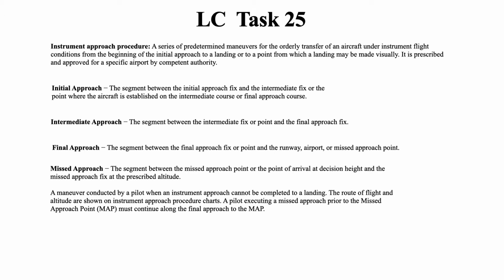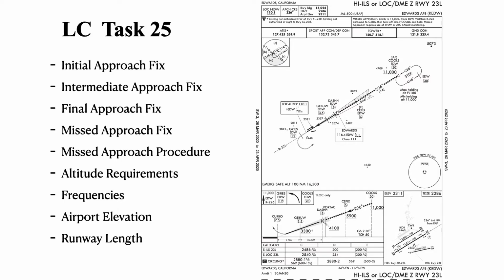The missed approach is a maneuver conducted by a pilot when an instrument approach cannot be completed to a landing. The route of flight and altitude are shown on the instrument approach procedure chart. A pilot executing a missed approach prior to the missed approach point must continue along the final approach until the missed approach point. What that means is if an aircraft decides to execute a missed approach, they can't just turn out however they want. They have to continue down final all the way to the missed approach point before they can execute a turnout for another arrival. And we'll show that here in a minute.